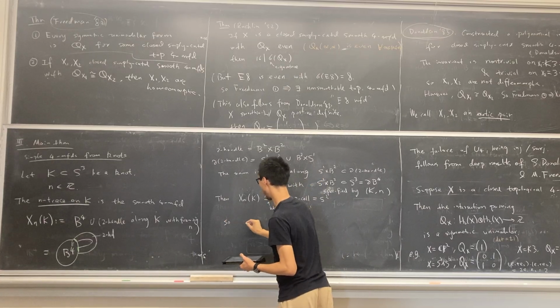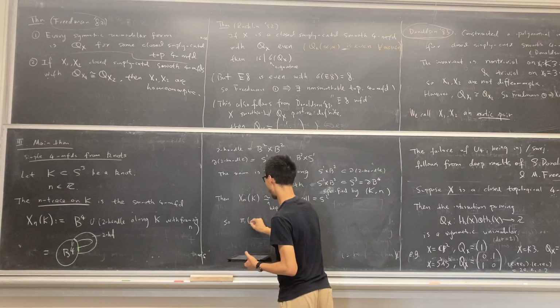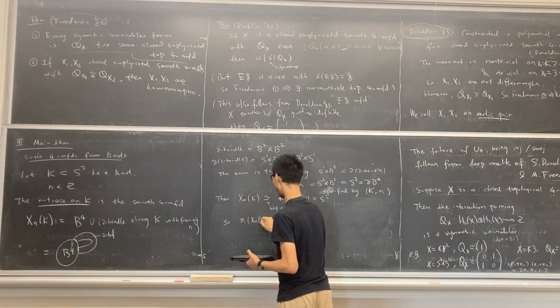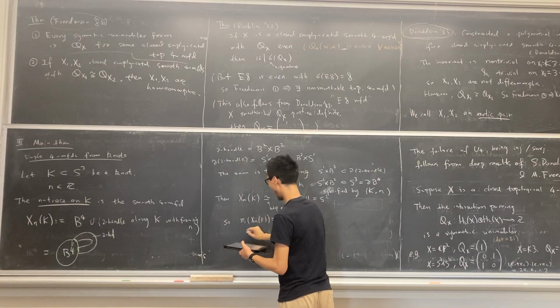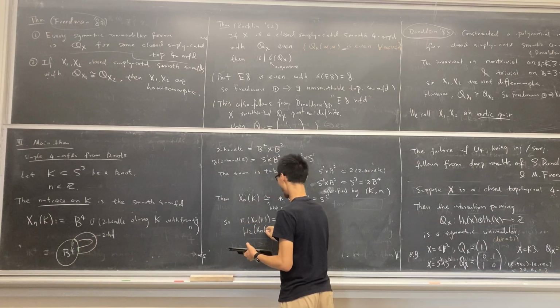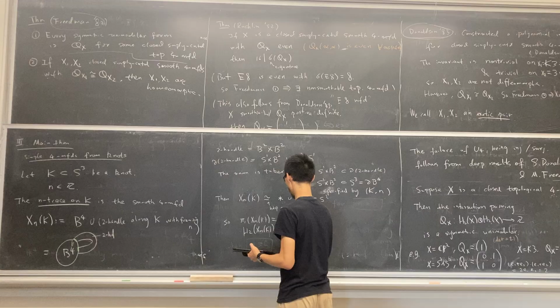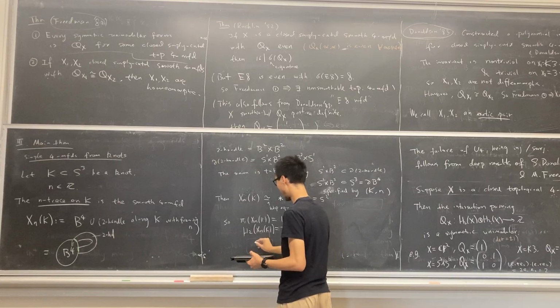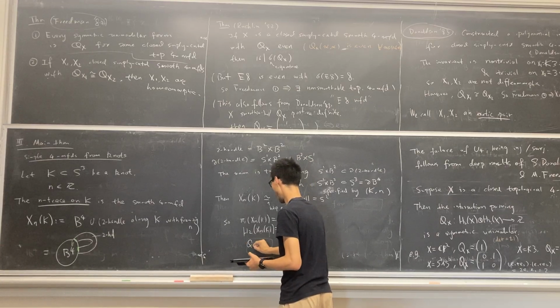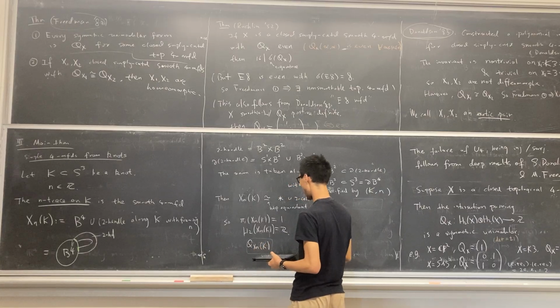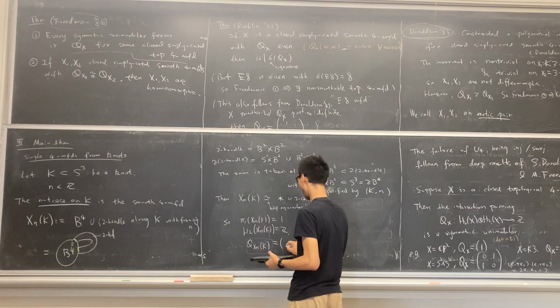So in particular, we have, for example, that the fundamental group is trivial, and H2 is Z. And we can also see that the intersection pairing is a one by one matrix given by the framing.